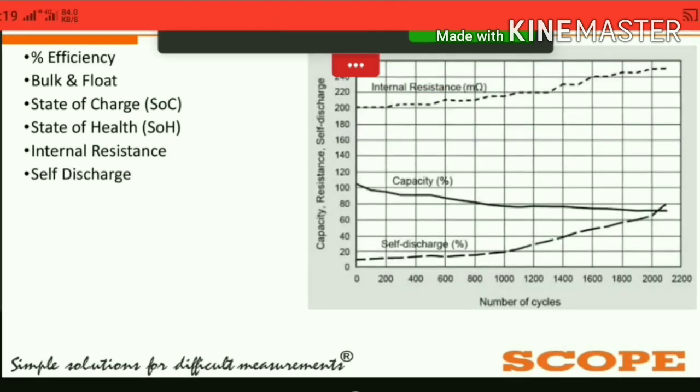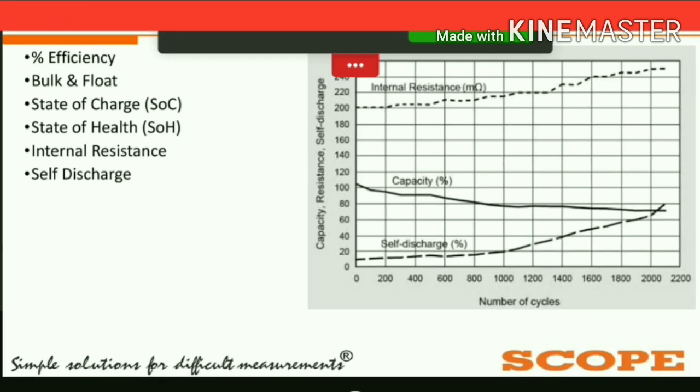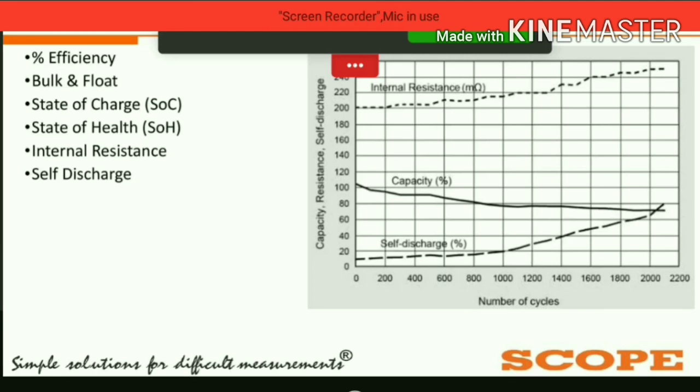Self-discharge. For secondary or rechargeable batteries, self-discharge is a very common point. It occurs even when you are not connecting the battery to any load, because the chemical reaction inside the battery continuously happens, and because of that, the battery self-discharges.